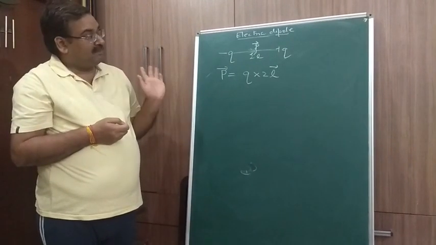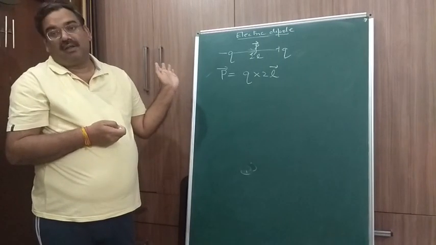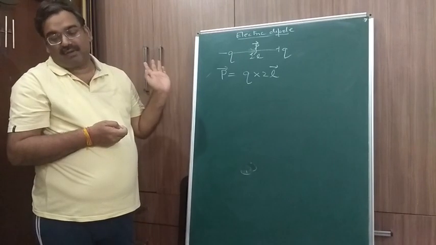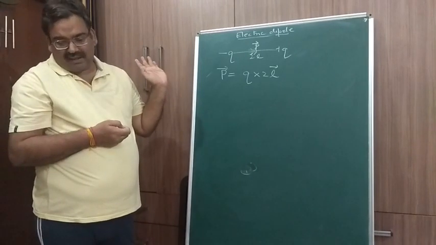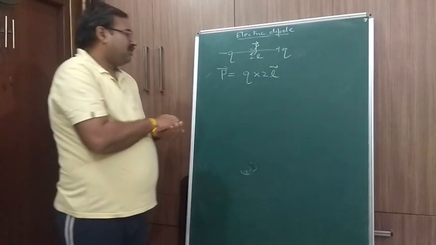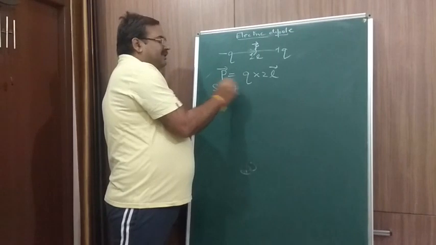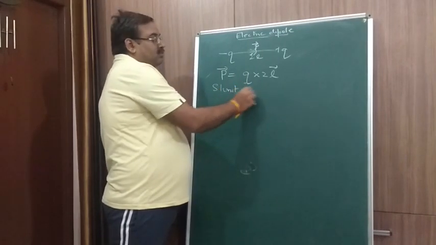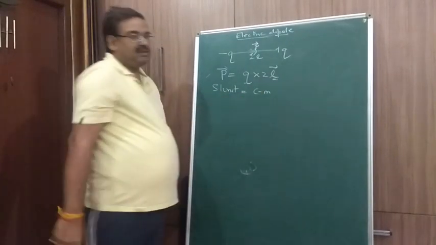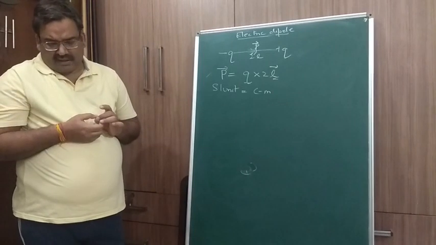And when we say negative to positive, it means it is opposite to the electric field. Electric field is always from the positive charge to the negative charge, or away from the positive charge, whereas the electric dipole moment is from the negative to the positive charge. Then we talk about the SI unit of electric dipole moment. It is coulomb times length, which is meter. So the SI unit is coulomb meter.